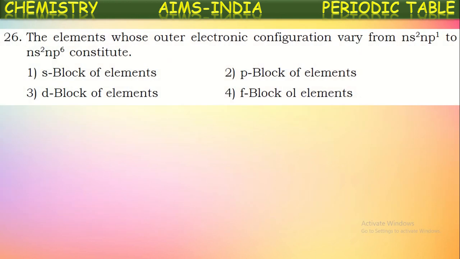Next one, the elements whose outer electronic configuration varies from ns2 np1 to ns2 np6. If you observe in these generalized configurations, the last or valence electron is present in the p subshell. The elements for which the differentiating electron is present in the p subshell are known as p block elements. So all these elements come under p block elements.